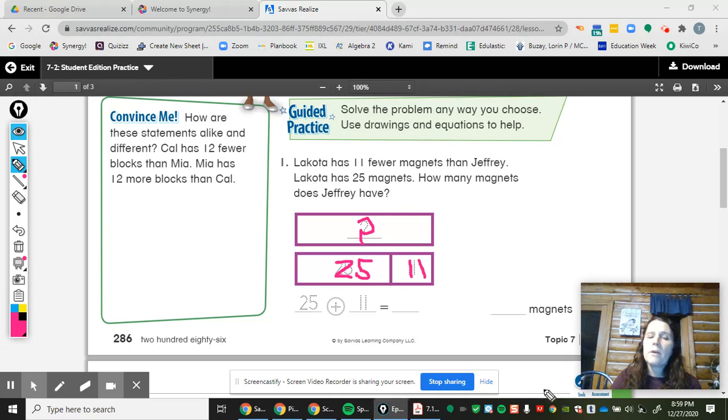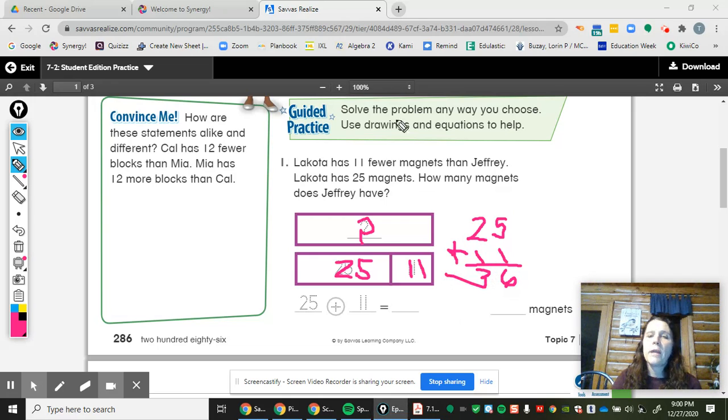Okay. So look at our part whole mat. We have a whole that we don't know. That's our question mark. We have a part and we have a part. And what do we do when we have a part and a part? We add it. So go ahead and trace over the 25 plus 11 and we can stack it right here. And this is pretty simple. We're just adding a 1 to the ones column and to the tens column. So 5 plus 1 is 6 and 2 plus 1 is 3.